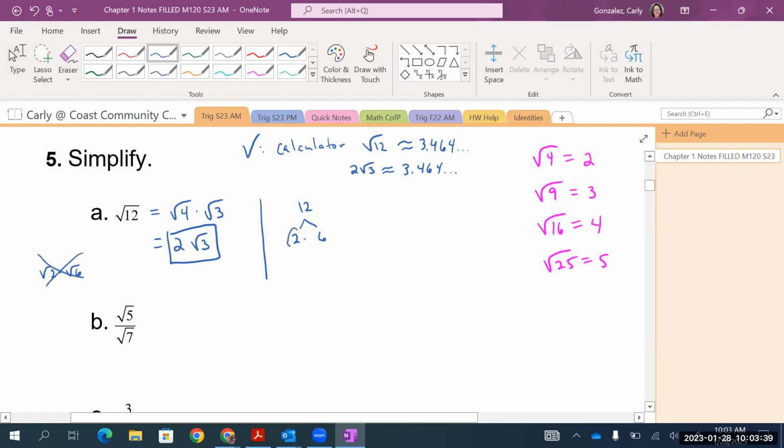For factor trees, it doesn't matter how you break it down. You just keep going until you get into primes. So I can factor 6 into 2 and 3.